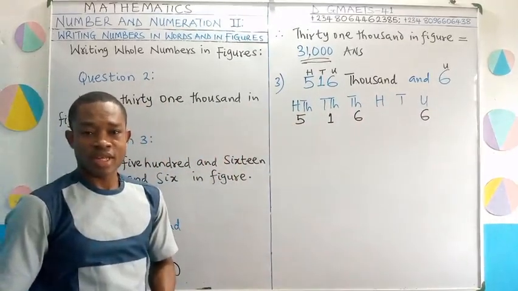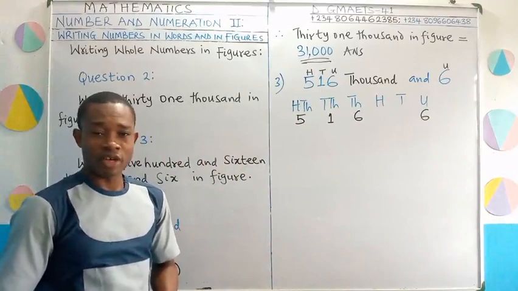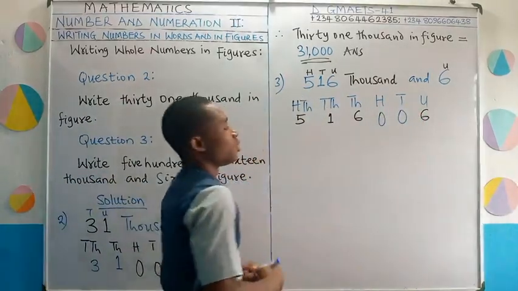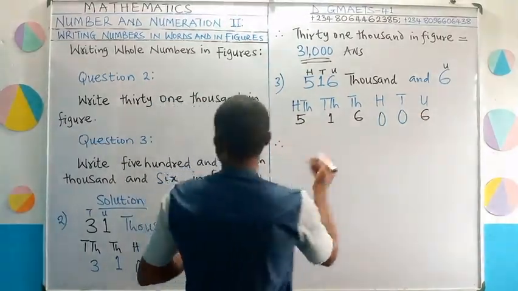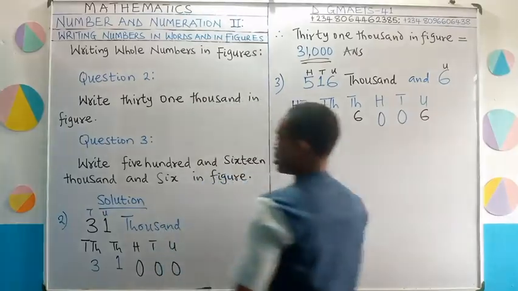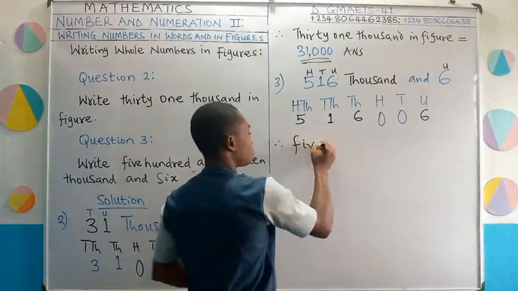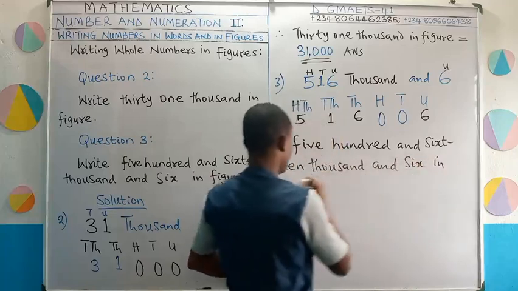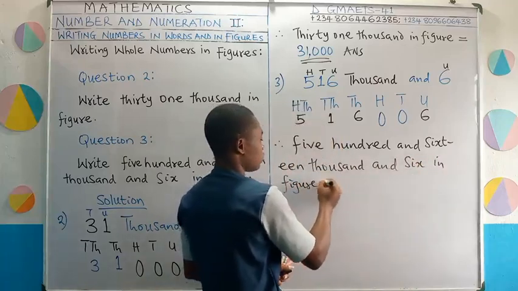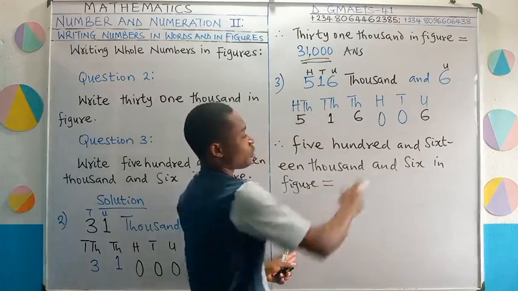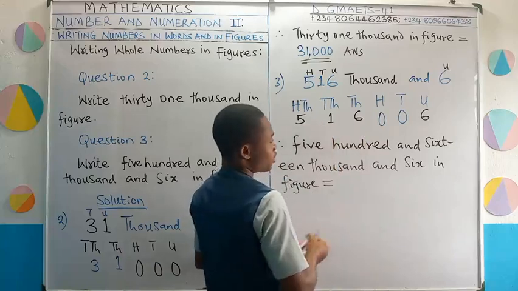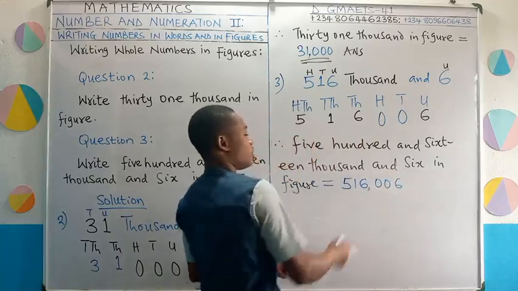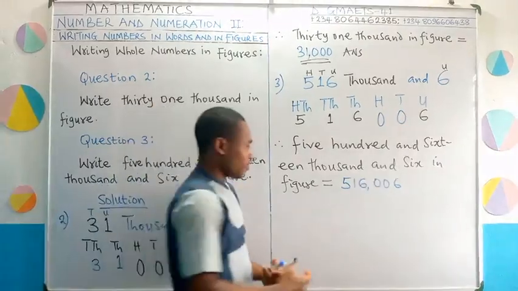Again, notice that the hundreds and tens place values are what? Empty. So we fill them with zeros. Therefore, we conclude that the number we are asked to write is 516,006. In figure, it is equal to 516006. So that's the number, and of course that is our answer.